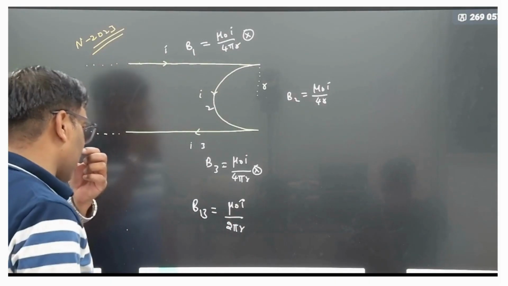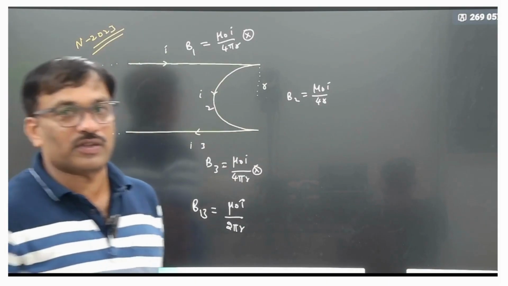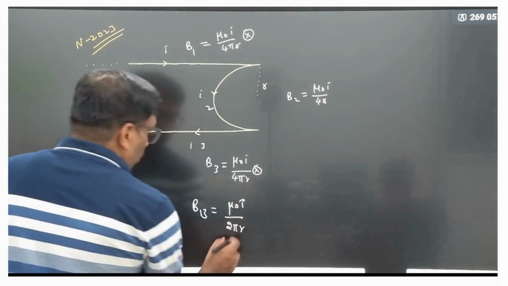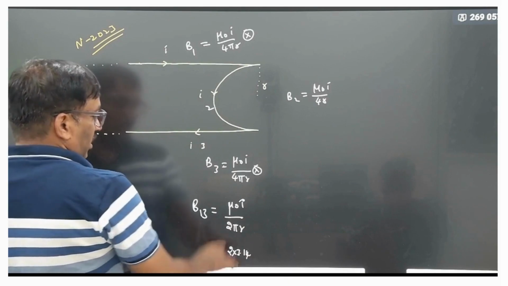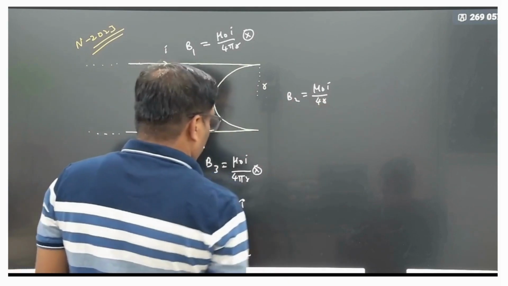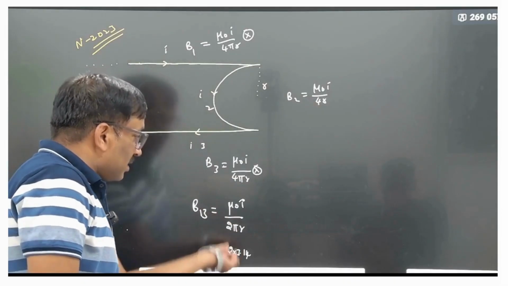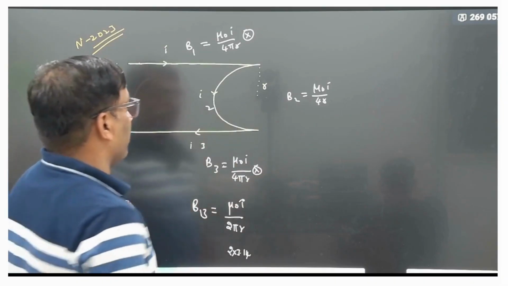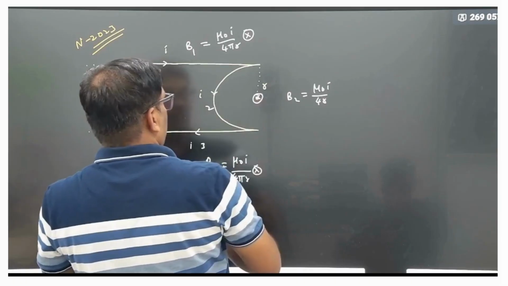Can anybody tell me which is greater, B13 or B2? This is the confusion for our NEET students. See here, 2π means 2 into 3.14, that is nearly 6. Here it is 4r only, so it will be only 4. Which is greater here? 6 is greater, but it is in the denominator, so this one will be smaller and this one will be greater. Therefore the net magnetic field is outward.